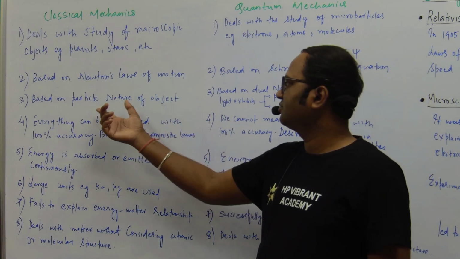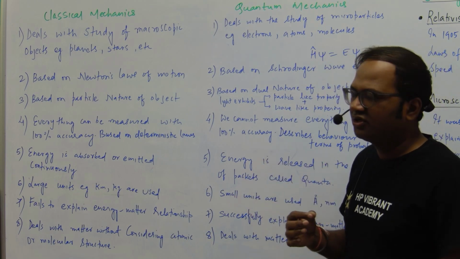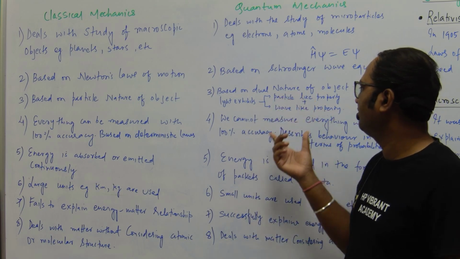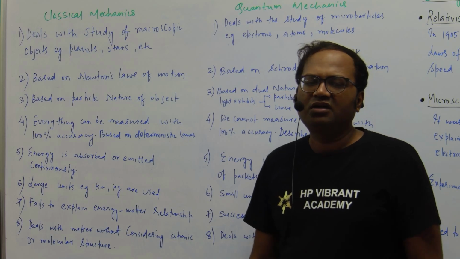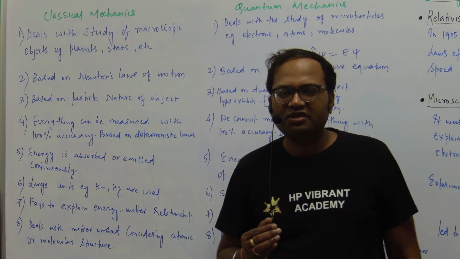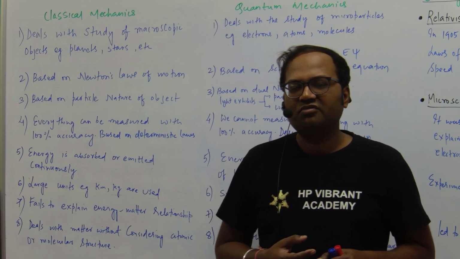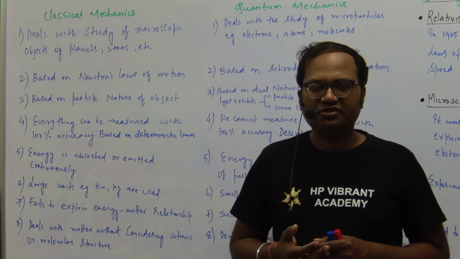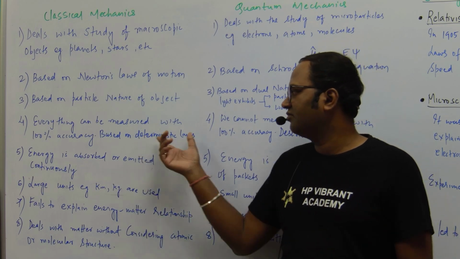Classical mechanics is based on the particle nature of the object. Quantum mechanics is based on the dual nature of objects, meaning particle-like and wave-like properties, just like light exhibits both these properties. In classical mechanics, everything can be measured with 100% accuracy, and it is based on deterministic law. By deterministic, we mean that if we know the initial condition, we can arrive at the final condition. Suppose we have the equation of motion v = u + at and we know the initial velocity, so we can find the final velocity. This is known as deterministic laws.